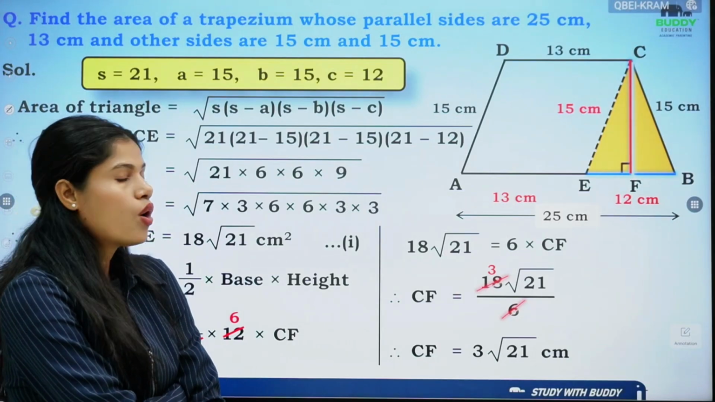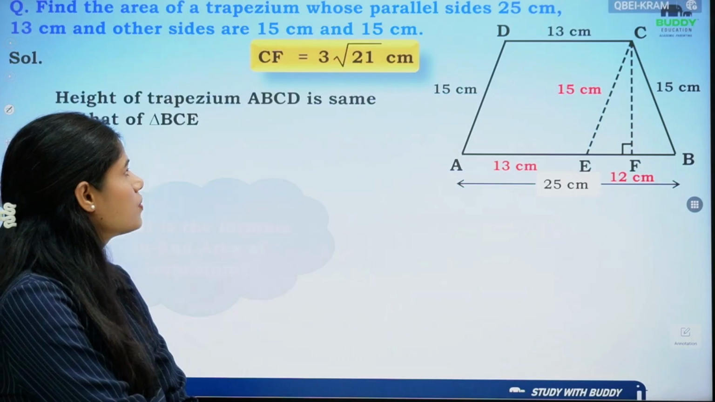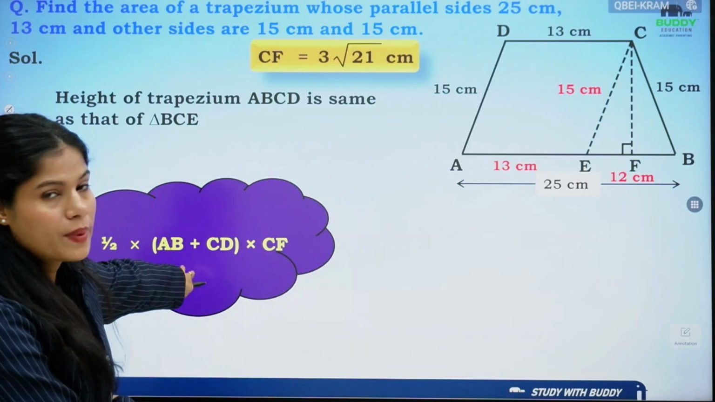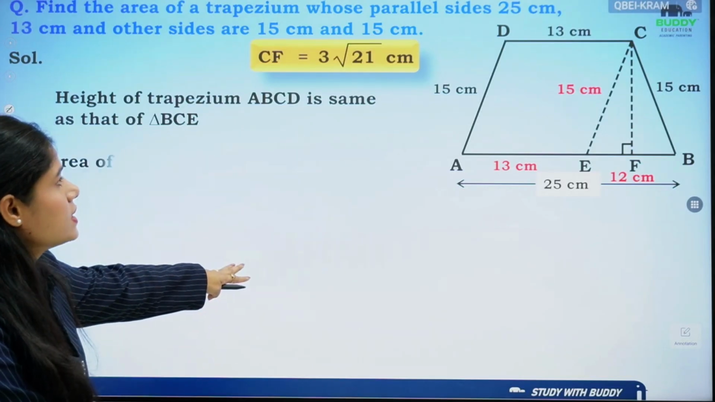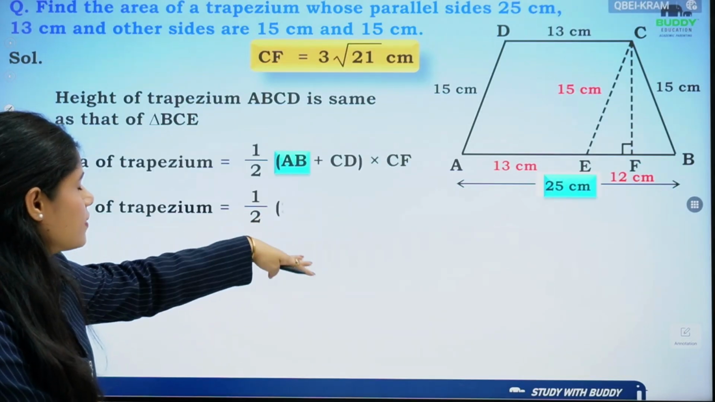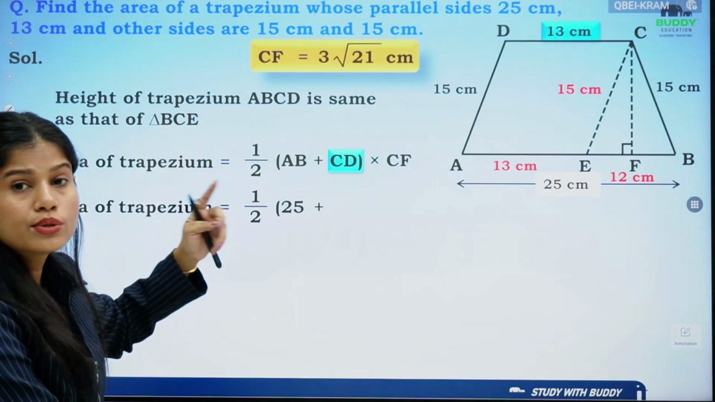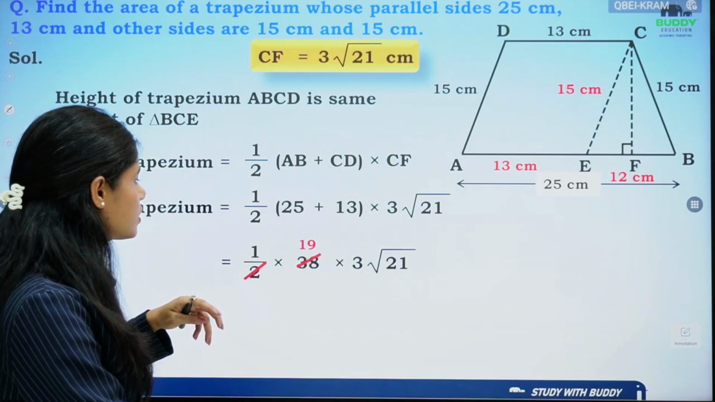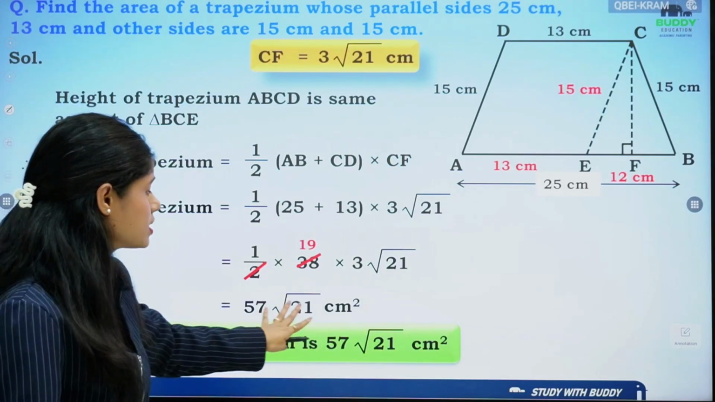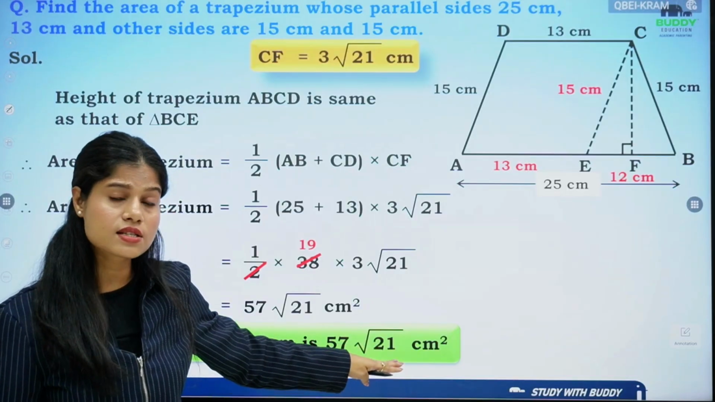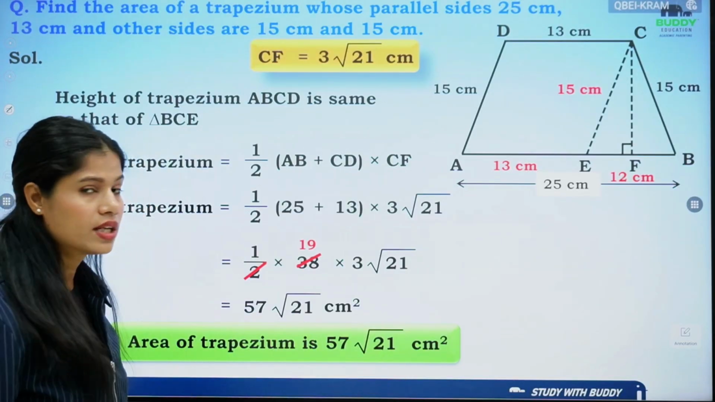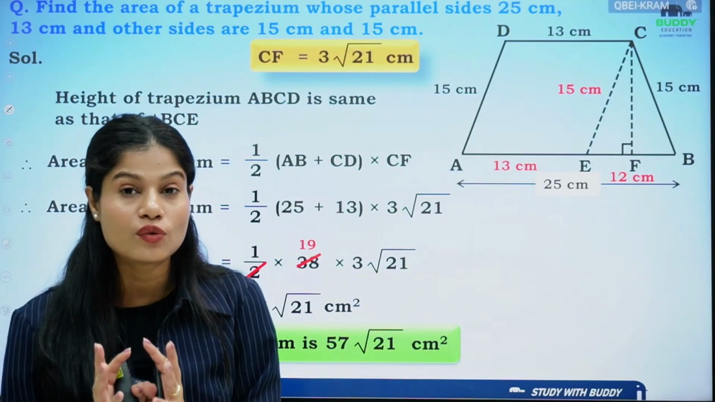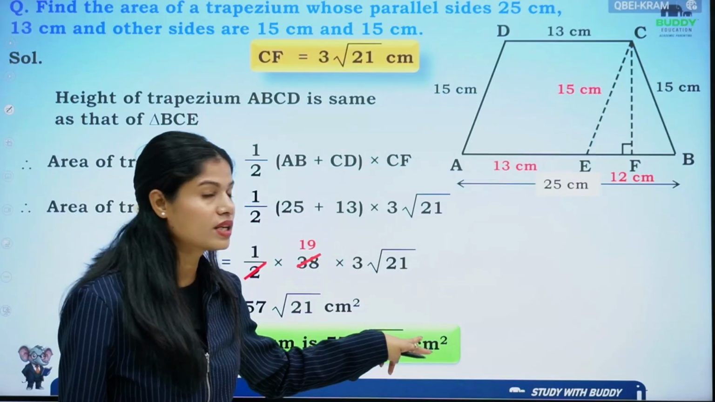After all these things, you are ready to use the formula for the area of the trapezium, which is half the sum of the parallel sides into its height. Parallel sides are 13 and 25, so that will be added, and CF is 3 into square root 21. We'll put this value, calculate all these things, and then you are going to get your answer here. At this step you can put the value of square root of 21 in decimal, or it is perfectly okay to leave the answer here, but never ever forget to write the units.